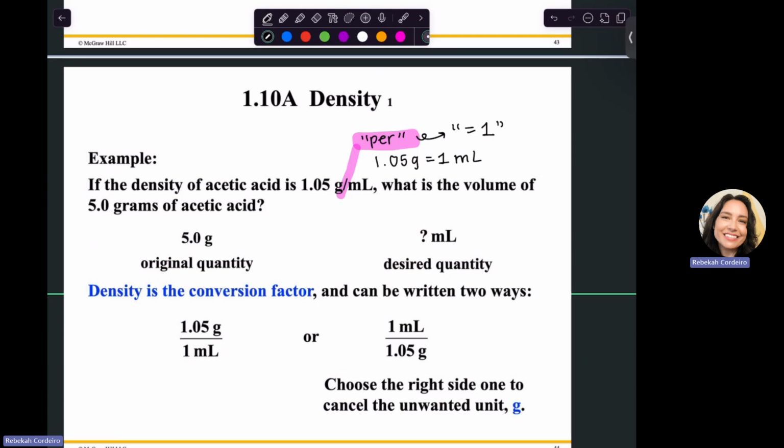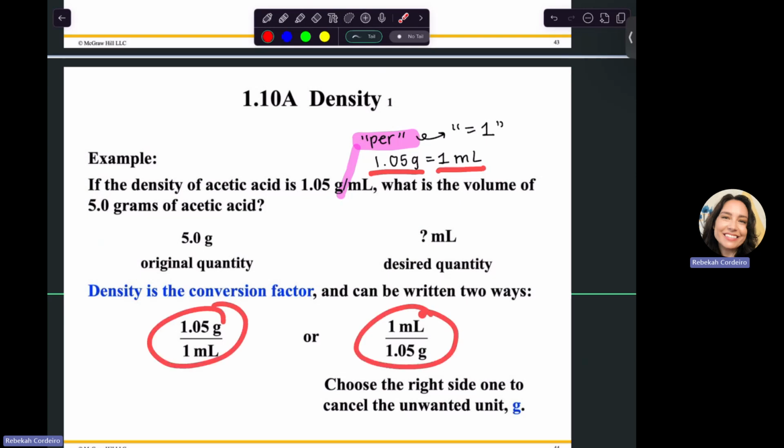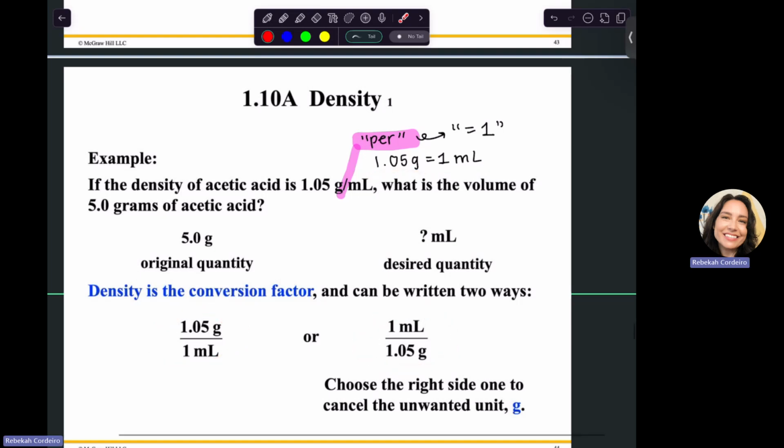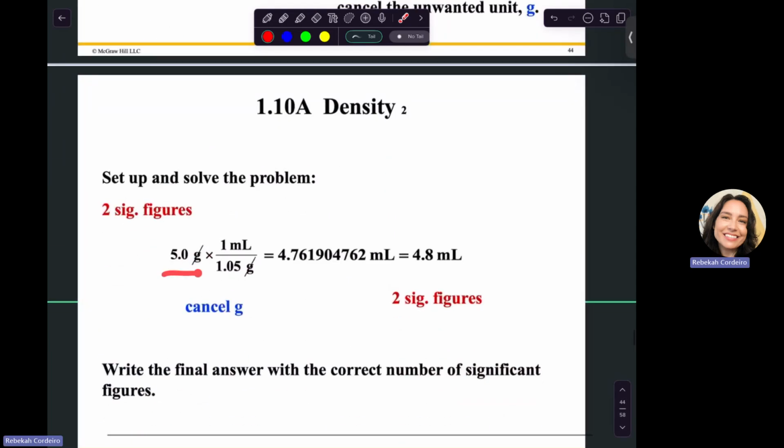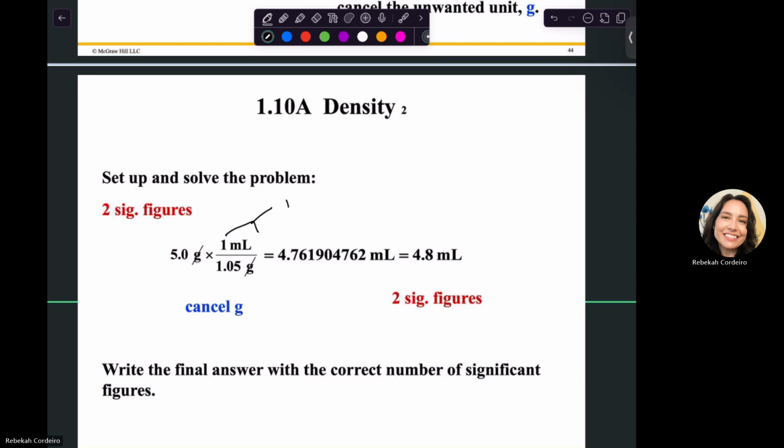And I don't have to rely on algebra to solve this problem. If I have 5 grams of this substance and 1.05 grams equals 1 milliliter, well, I can just pick one of these two fractions to use like a conversion factor. If I want to get rid of grams, think about which fraction I would need to use. So I can set it up like this. 5 grams, I take my density.